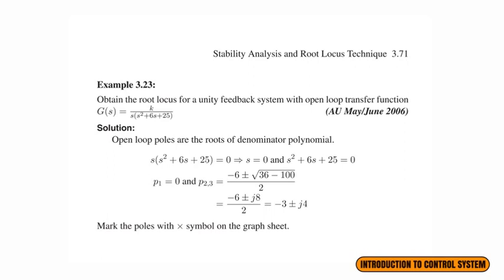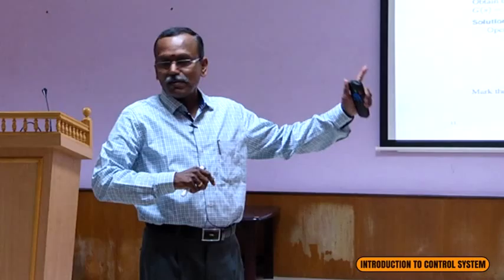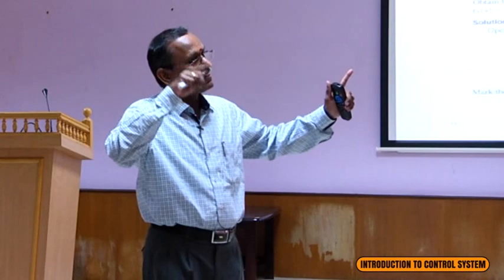Sometimes the open loop system may be unstable, the closed loop system may be stable. So both ways are possible. The open loop system is stable, but the closed loop system may be unstable. Similarly, the open loop system may be unstable, but the closed loop system may be stable. So we cannot say that if the open loop system poles are on the left hand side, the system is stable. We cannot say.